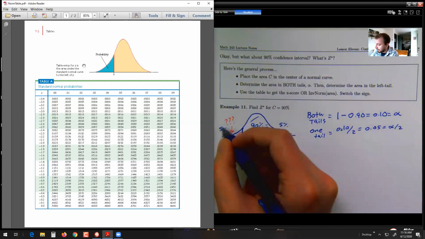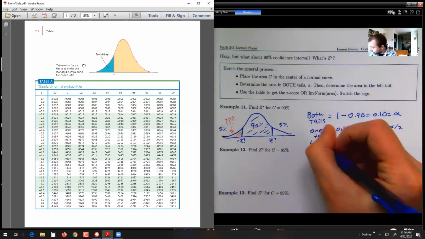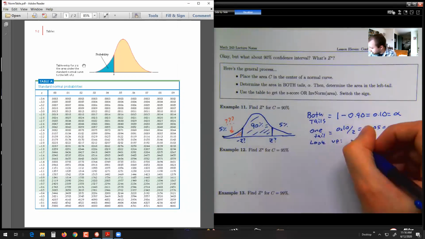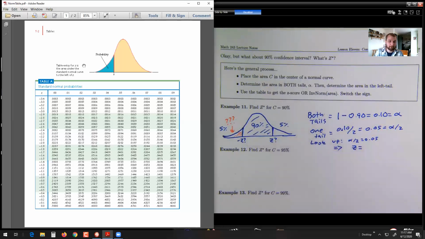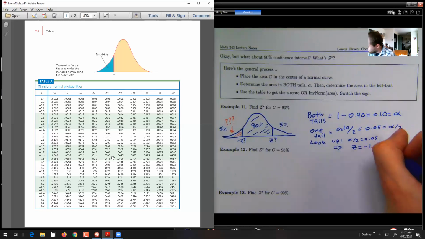Since I know I have 5% inside of this tail, I'm going to look up this alpha over 2, 5% value inside of my table to come up with the z-score. So I'm going to scroll along on the inside here until I get as close as I possibly can to 0.05. And I see 0.0495, that's pretty close. I see 0.0505, that's also pretty close. So maybe somewhere between these things. So let's see what those numbers are. Negative 1.64, negative 1.65. It's somewhere between those two numbers. So a little bit of compromise, negative 1.6 between the 4 and the 5. So we'll say negative 1.645.